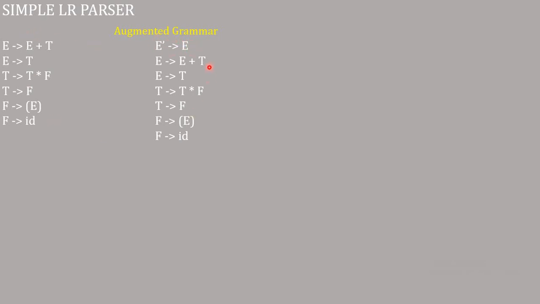In the rest of the productions, we are not making any changes. The only thing is we are introducing this production. Suppose in your grammar S is the starting symbol, then you can include a production like S' tends to S to make your grammar an augmented grammar. Okay, so now this is an augmented grammar. Now we can proceed with the construction of canonical LR0 collection.